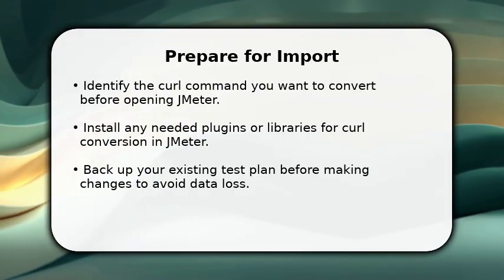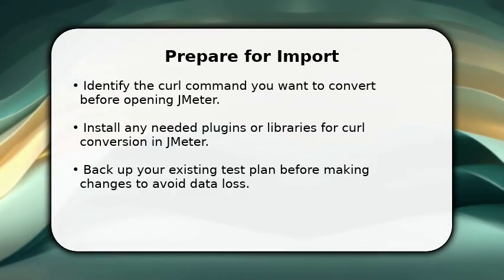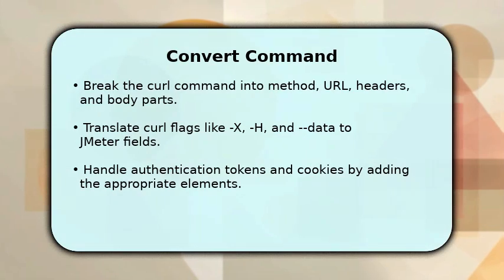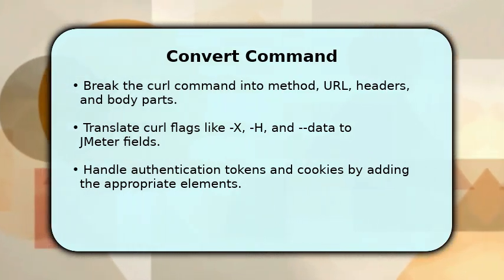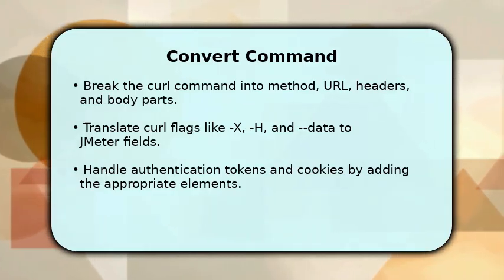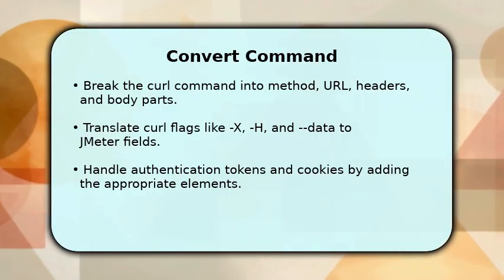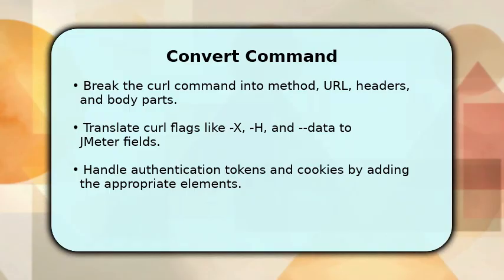Make sure the HTTP request sampler is available and that you can edit headers and body content freely to mirror the curl options precisely. Start by pasting the curl string into a clear text editor so you can separate options easily. Identify method, endpoint, headers, and body content, then map each piece to JMeter fields. Use an HTTP header manager for headers and an HTTP request sampler for method and body.